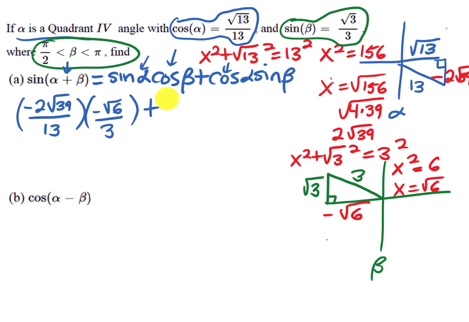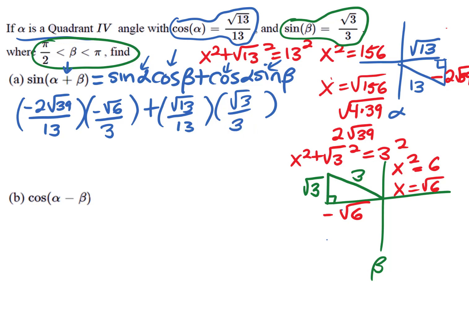Now we need cosine alpha. Going to the alpha triangle, we need adjacent, square root of 13 over hypotenuse 13. And then we need sine beta. Going to the beta triangle, we need opposite, square root of 3 over hypotenuse, which is 3. So that is our answer in exact form. We're going to simplify it a little bit.